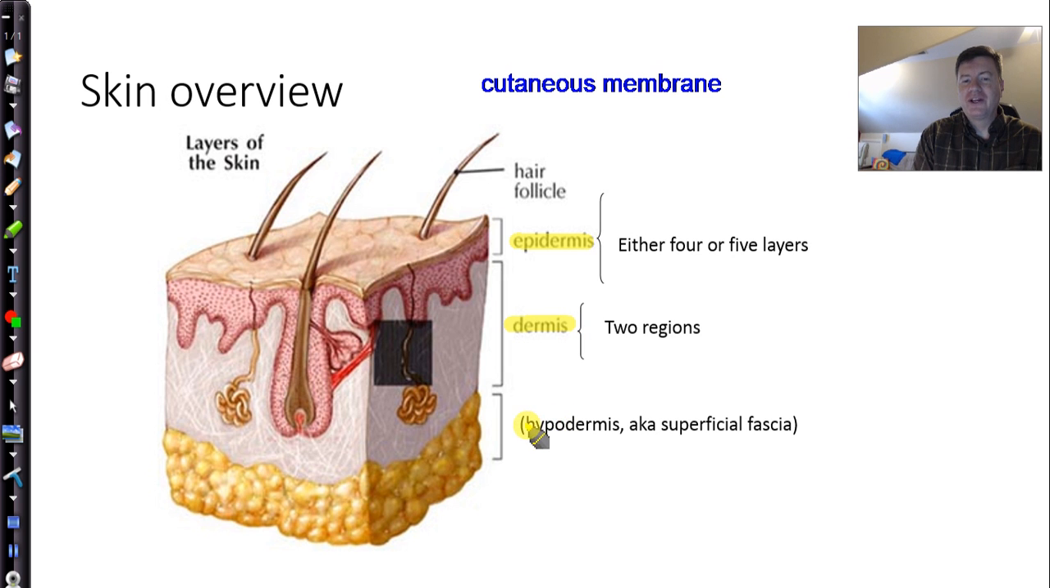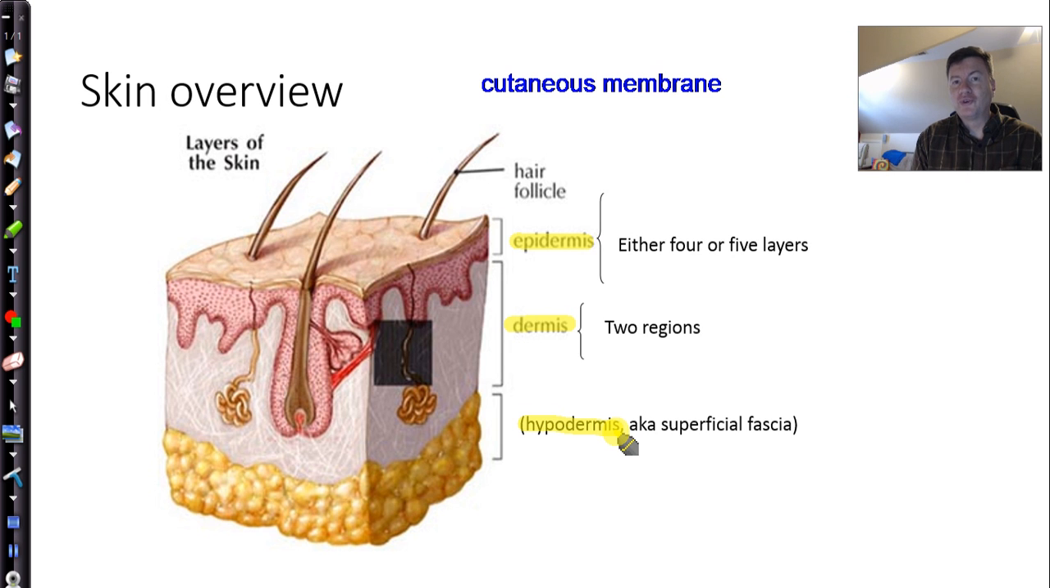There's also this layer down here you don't see labeled on our diagram that I went ahead and labeled, the hypodermis. You also see it called the superficial fascia. You also see it called the subcutaneous membrane. It's not really part of the skin itself, but it represents a boundary.